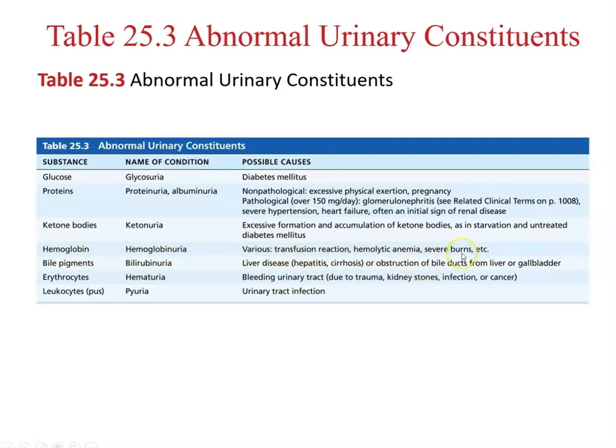Ketone bodies, excessive formation, accumulation of ketones, as in starvation, untreated diabetes. Hemoglobin, various transfusion, hemolytic anemia, you might find hemoglobin with severe burns. Bile pigments, you might have some kind of liver disease or obstruction of bile ducts from liver or gallbladder. If you have erythrocytes, which are red blood cells, well, you might have a urinary tract infection, you might have some kind of trauma, kidney stones, or cancer. And if you have pus, which is leukocytes, pyuria, you might have a UTI as well.